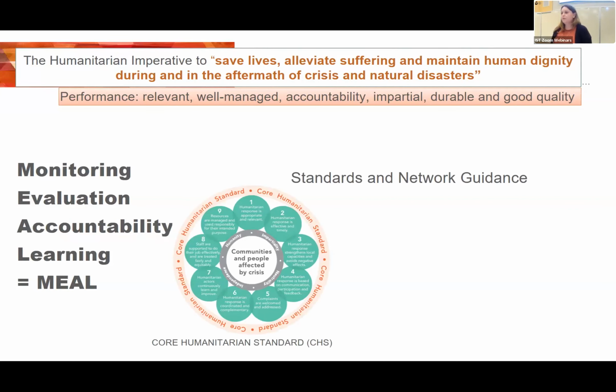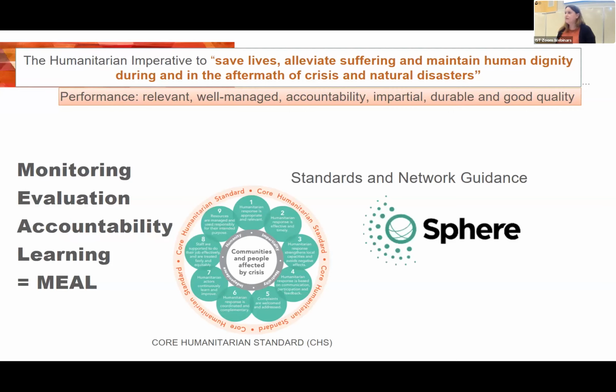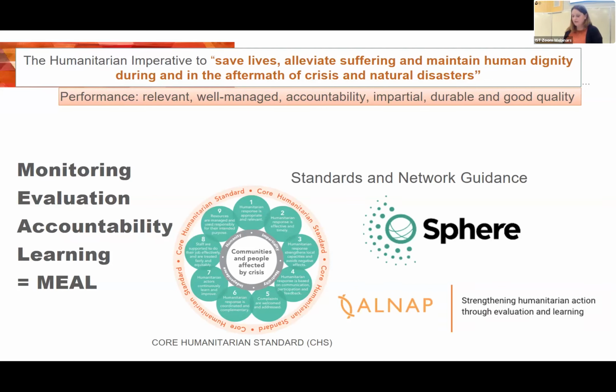Targets for humanitarian performance are outlined by key networks such as the Core Humanitarian Standard, or CHS, which set out 9 commitments for standards in quality and accountability. SPHERE sets out standards in technical areas for humanitarian action, and the process and strategies in which to achieve these standards, implement MEAL, and improve activities are further supported by the guidance, research, and compiled evidence from ALNAP. These 3 networks identify MEAL as essential to achieving the imperative and meeting standards for humanitarian action.